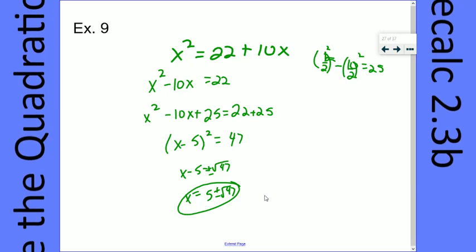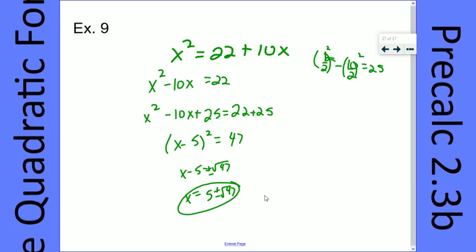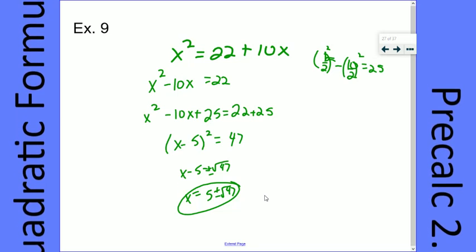You don't need to give me some weird decimal approximation of that number. Okay? Please just leave it as 5 plus or minus the square root of 47.